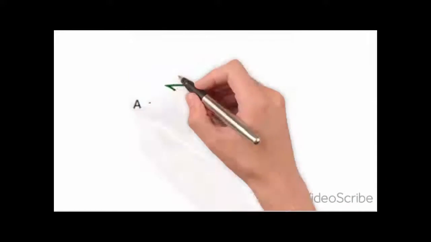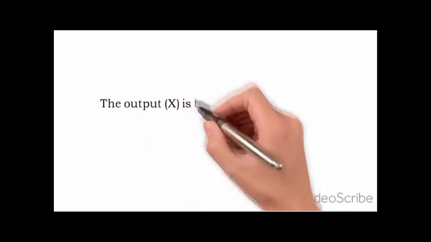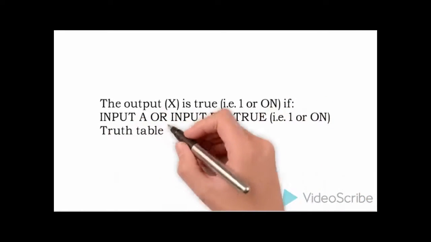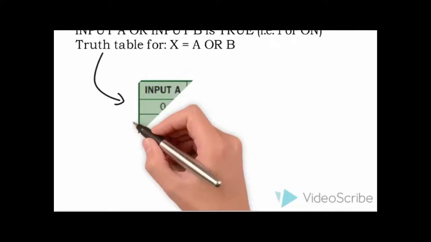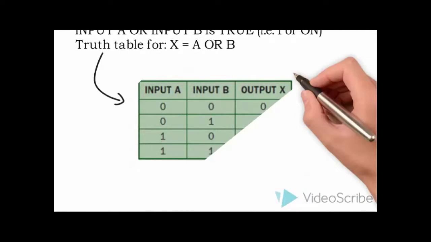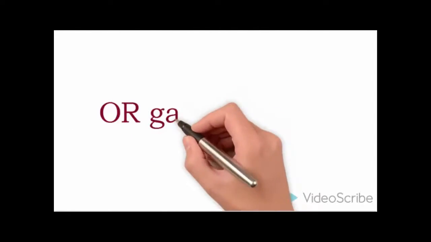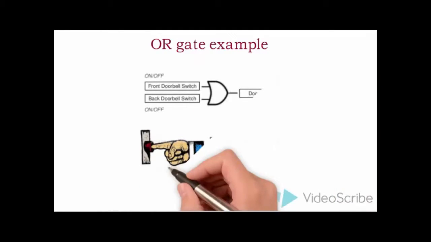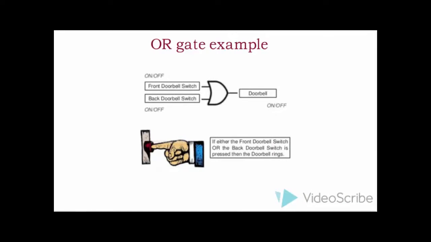OR gate. Two inputs A and B, output X. The output X is true, 1 or on, if input A or input B is true. Truth table for X equals A OR B. We have two inputs A and B. Input A is 0, 0, 1, 1, input B is 0, 1, 0, 1, output X is 0, 1, 1, 1. OR gate example: front doorbell switch or back doorbell switch, doorbell on. If either the front doorbell switch or the back doorbell switch is pressed, then the doorbell rings.